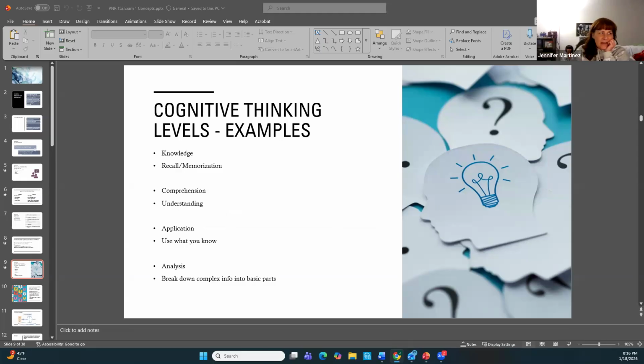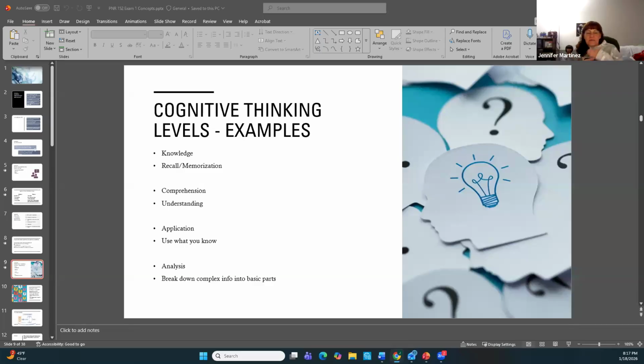All right, so cognitive thinking. We look at cognitive thinking levels and examples. Knowledge refers to the ability to recall and repeat information that you have memorized, right? So, there are 206 bones in the body. That's knowledge, that's recall, it's memorization. Or, normal potassium levels are 3.5 to 5 milliequivalents per liter. Those are recall or memorization questions.